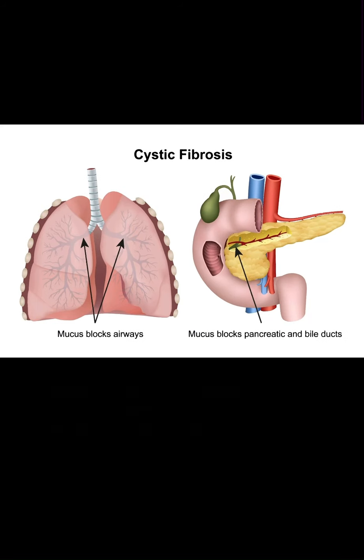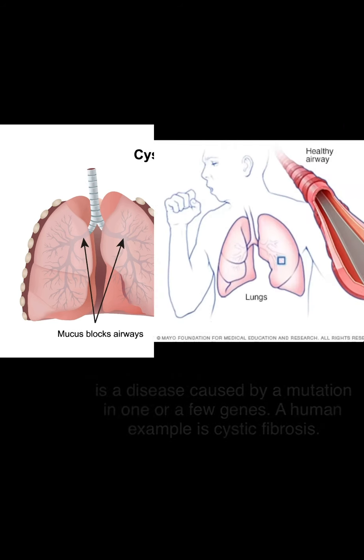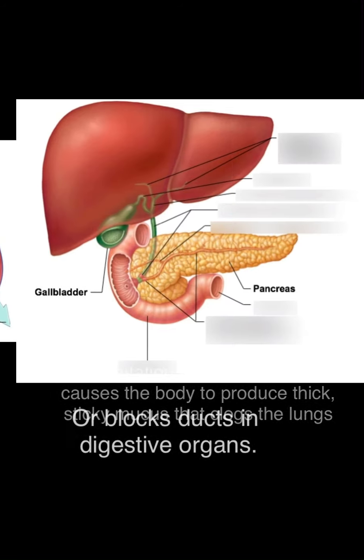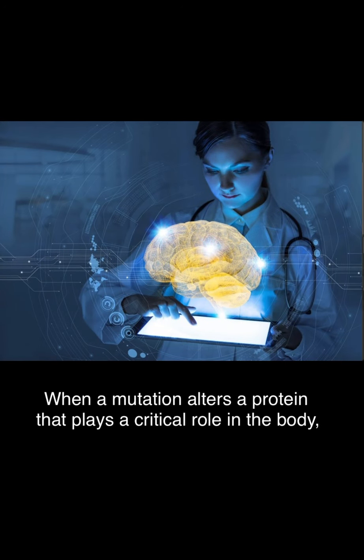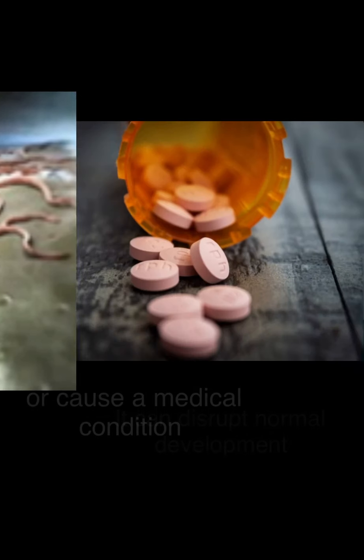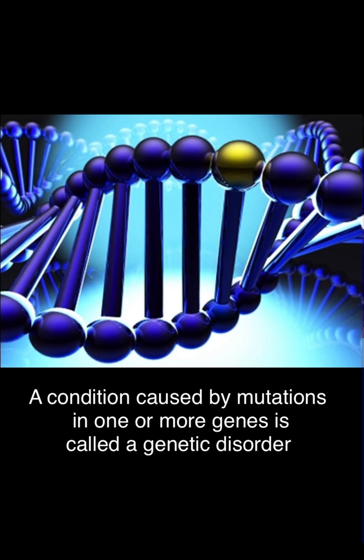A genetic disorder is a disease caused by mutation in one or few genes. A human example is cystic fibrosis. A mutation in a single gene causes the body to produce thick, sticky mucus that clogs the lungs or blocks ducts in digestive organs. When a mutation alters a protein that plays a critical role in the body, it can disrupt normal development or cause a medical condition. A condition caused by mutations in one or more genes is called a genetic disorder.